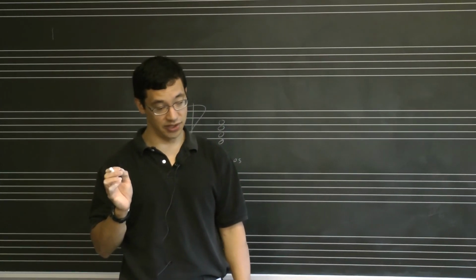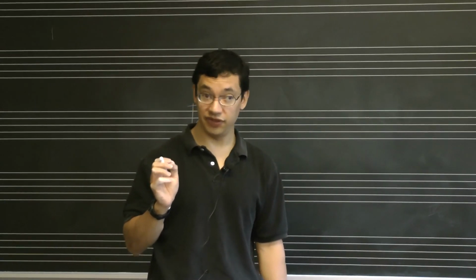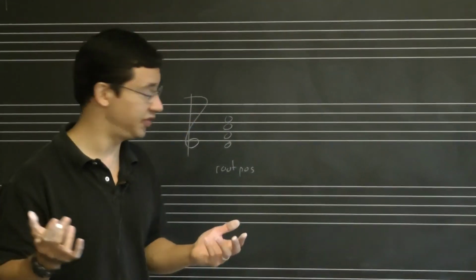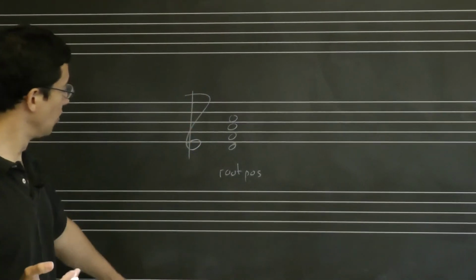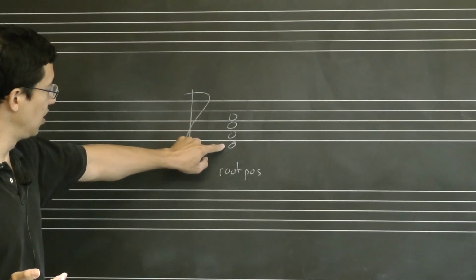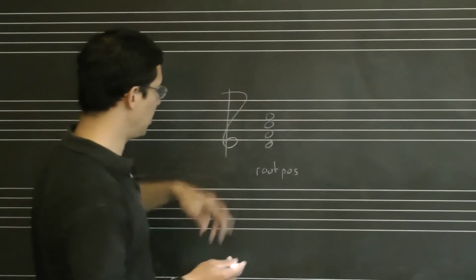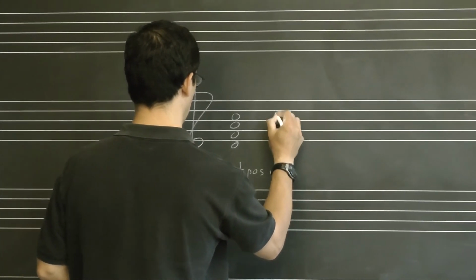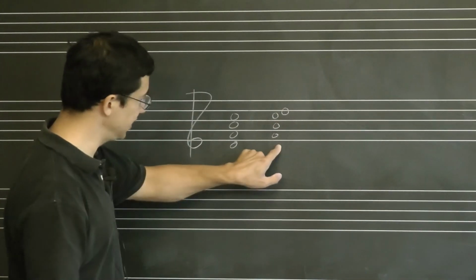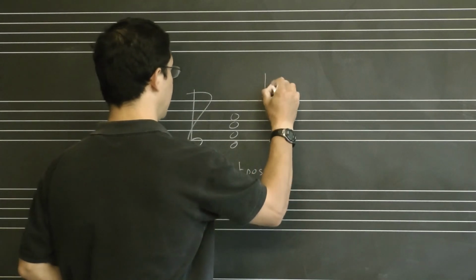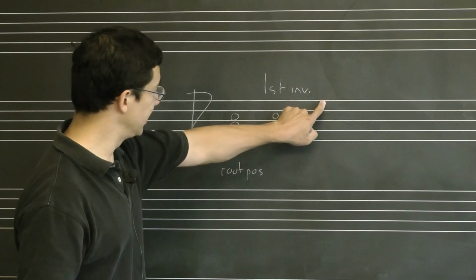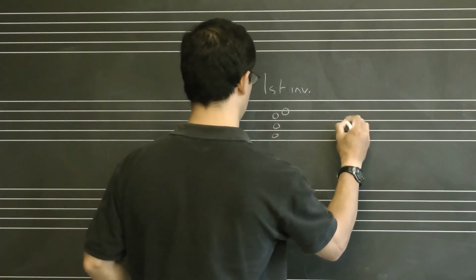Now we move on to inversions of 7th chords and figured bass. This is really just like what we saw with inversions of triads and figured bass. So we've got a root position 7th chord with the root in the bass. We pop this up an octave. Now the third is in the bass. We talk about first inversion. We raise this by an octave.